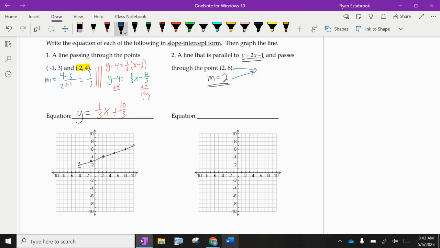I'm going to pause for a moment again. Can you write the equation of the line that goes through this point, uses this slope, and write it in point slope form?